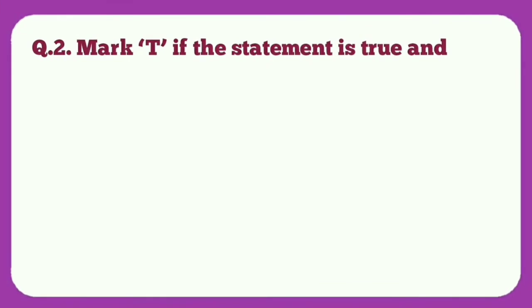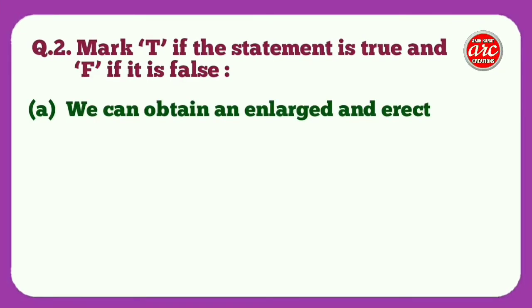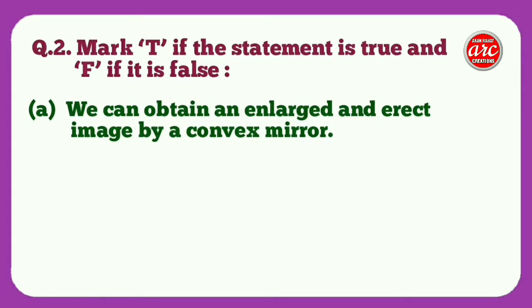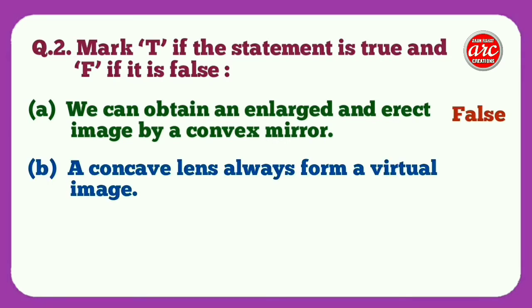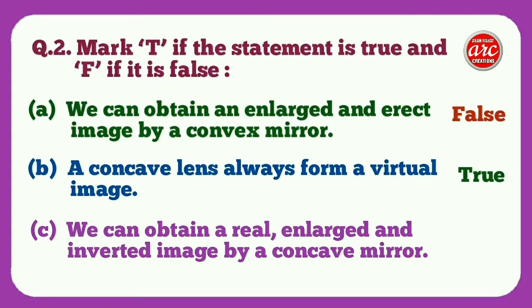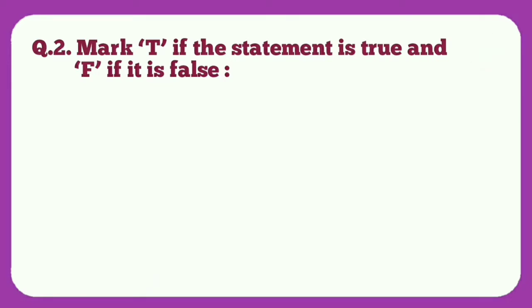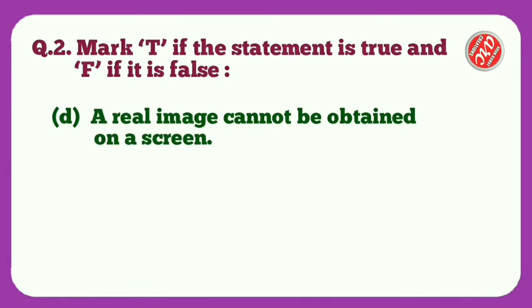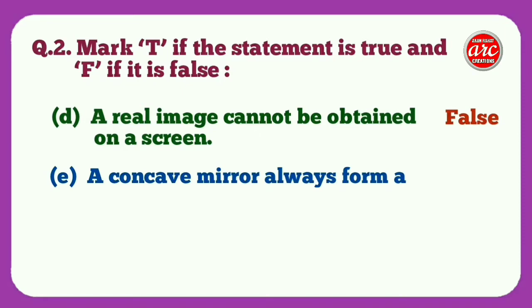Question number 2. Mark T if the statement is true and F if it is false. A. We can obtain an enlarged and erect image by a convex mirror. False. B. A concave lens always form a virtual image. True. C. We can obtain a real, enlarged and inverted image by a concave mirror. The statement is true. D. A real image cannot be obtained on a screen. False. E. A concave mirror always form a real image. False.